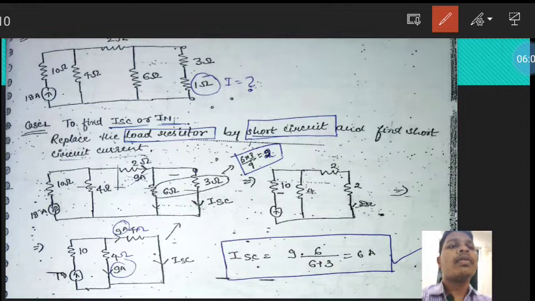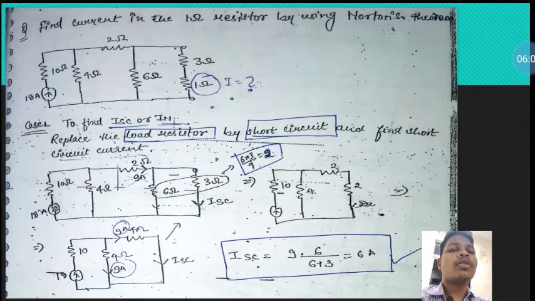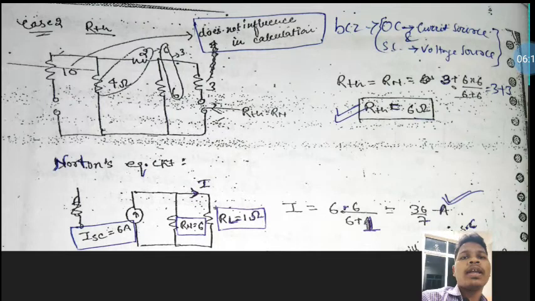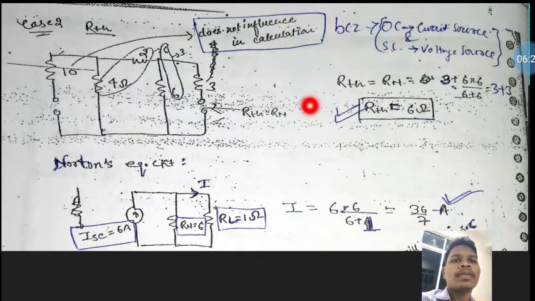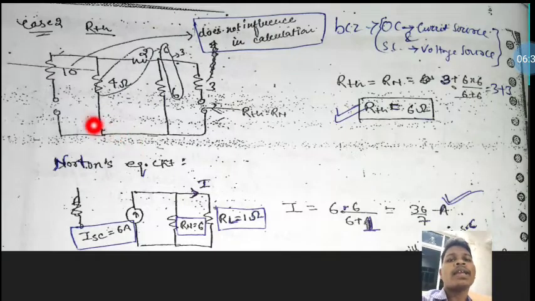So we got our answer, that is current across this 1 ohm resistance, that is ISC is equal to 6 ampere. So if we want to find the Thevenin's resistance and current across this load resistance, then what we need to do? First we need to open circuit those current sources and short circuit the voltage sources. So already there is given one current source as 18 ampere. So we need to open circuit the 18 ampere across here.